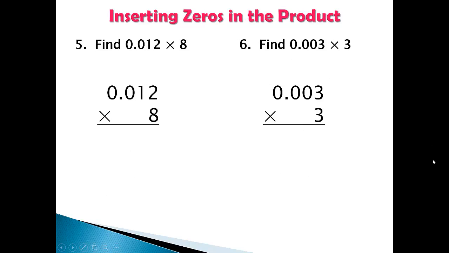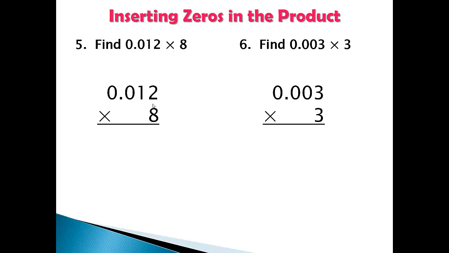Now we're going to look at inserting zeros in the product. So we're going to go ahead and multiply, and then we need to figure out where our decimal is going to go and see if we need to insert zeros in our answer. So for number 5, we have find 0 and 12 thousandths times 8. So we'll go ahead and multiply this out.